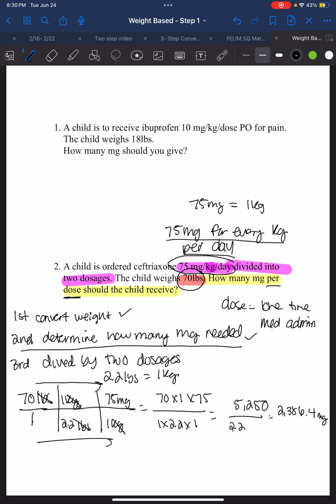The third step is divide by 2 dosages. So that simply means divide by 2 doses. So it's going to be this number divided by 2, which is going to end up equaling 1,193.2 milligrams is how much the client will have per dose. These can be tricky, so I recommend watching this video several times, doing many practice problems to get the hang of it.